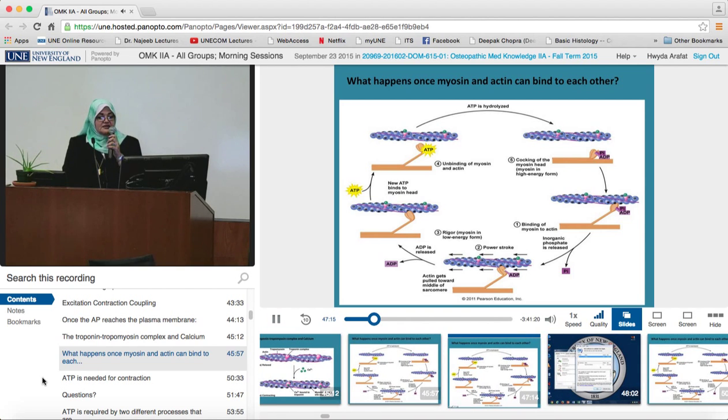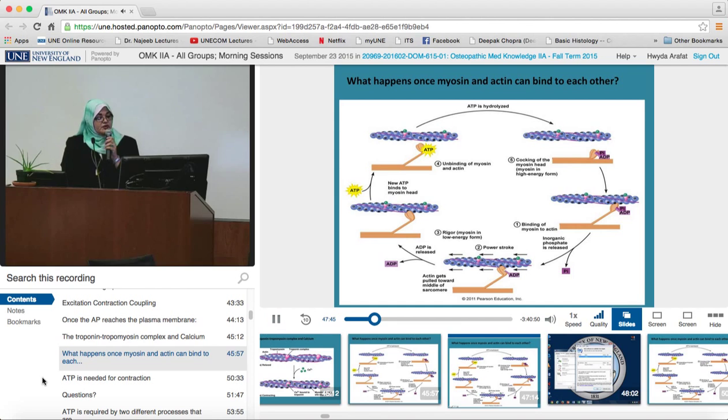Once it binds to actin, inorganic phosphate is released. And with that, there will be a lot of energy that is stored in that bond that was broken from the ATP. And that would lead to generation of energy. The myosin head will push on the actin molecule, causing what we call the power stroke. And when this happens, actin on both sides will come to the middle of the sarcomere.